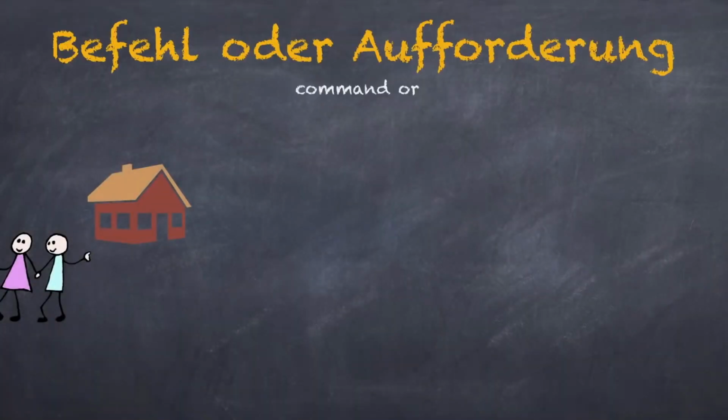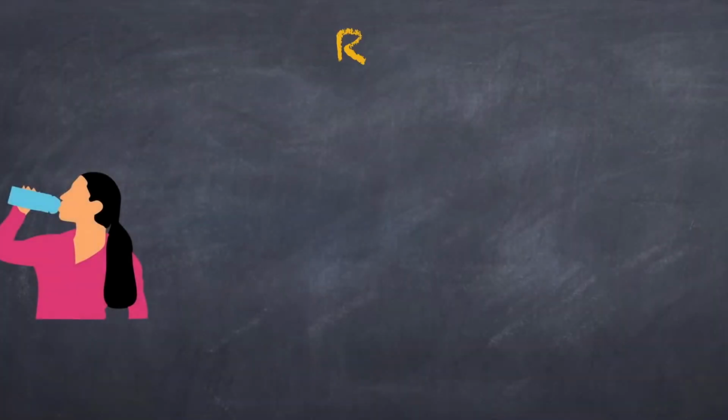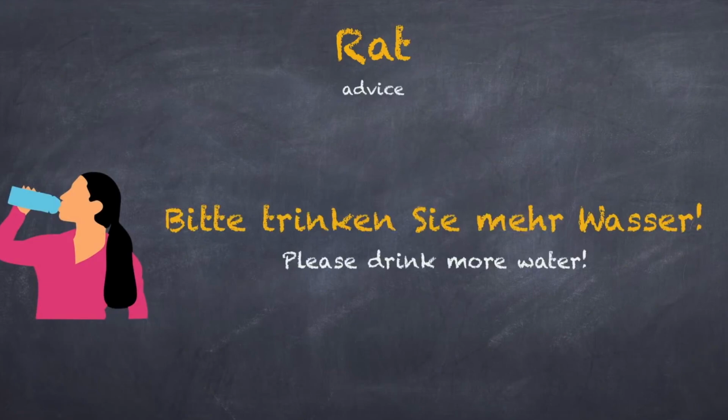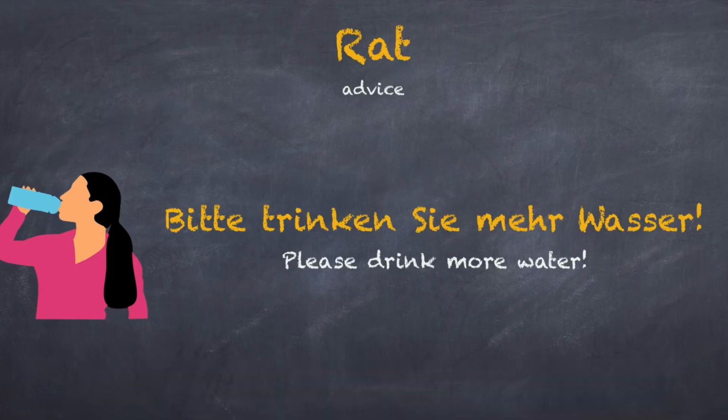Let's look at another sentence. Geh sofort nach Hause. Now let's move on to the next use. Rat. Whenever you have to give an advice, then you use imperative. For example, bitte trinken Sie mehr Wasser. You can also say, trinken Sie bitte mehr Wasser.